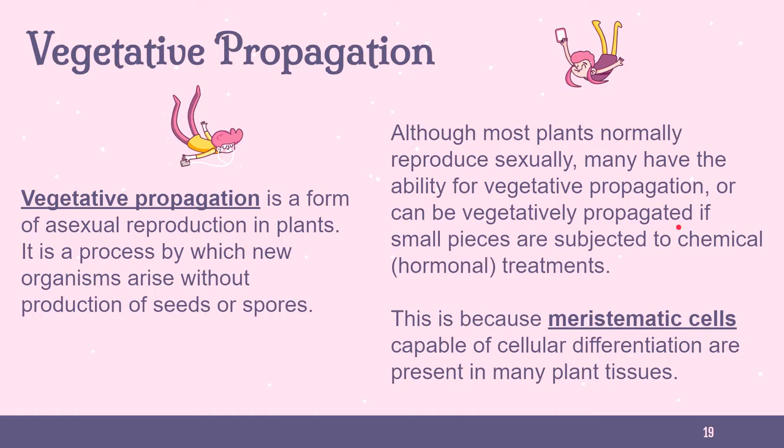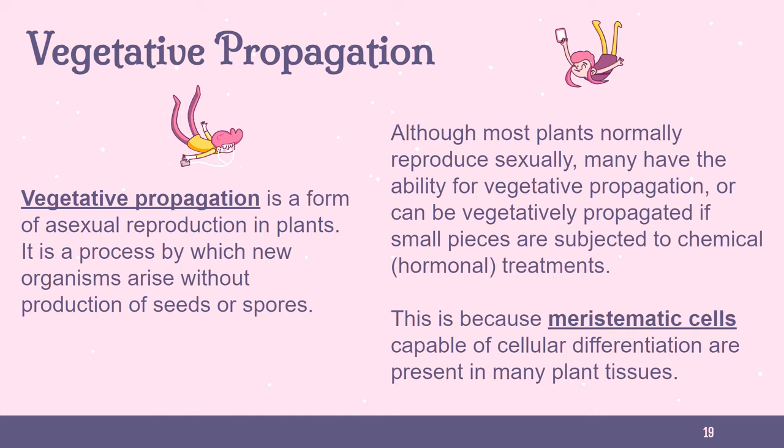Then we have vegetative propagation. This one is exclusively performed by plants. It is a process by which new organisms arise without the production of seeds or spores. Vegetative means it's coming from the plant's body, and propagation means the creation of new plants, to multiply. Although most plants normally reproduce sexually, and we will talk about it in the next video, many have the ability for vegetative propagation. And actually, humans have exploited that ability of plants.